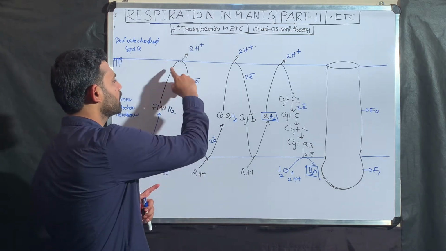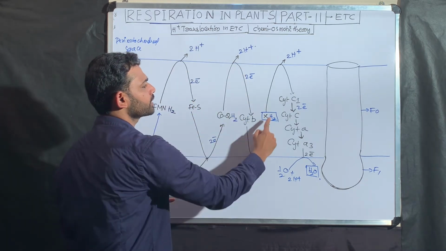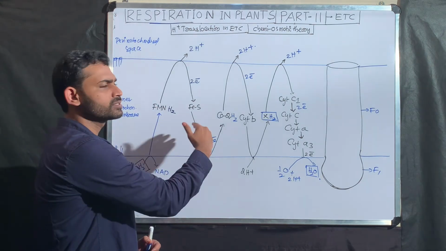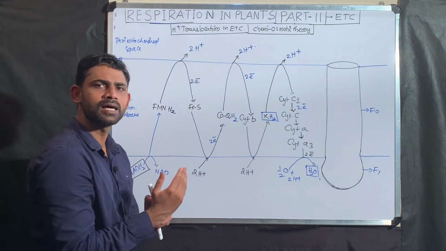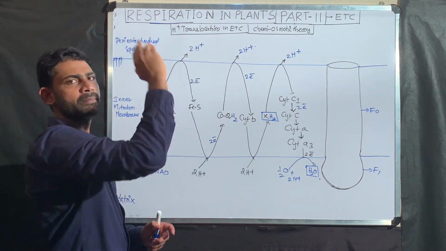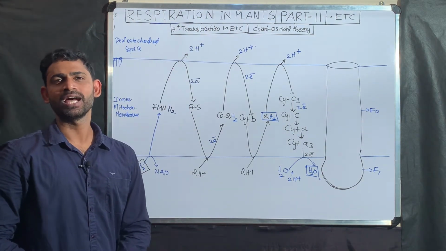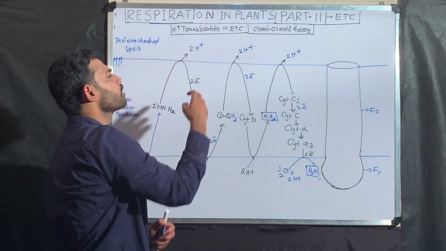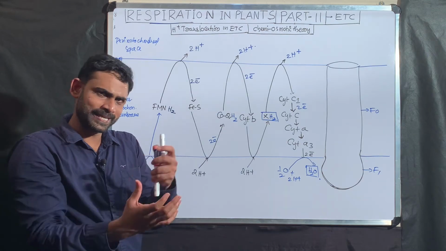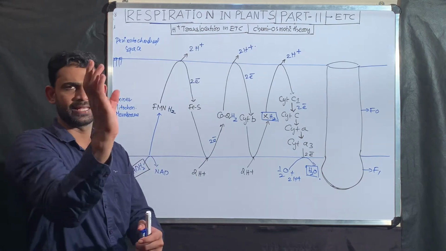While electrons are moving from one carrier to another carrier, protons are translocating from the matrix to the perimitochondrial space. That results in the perimitochondrial space accumulating so many protons. Yes or no? They stay there.